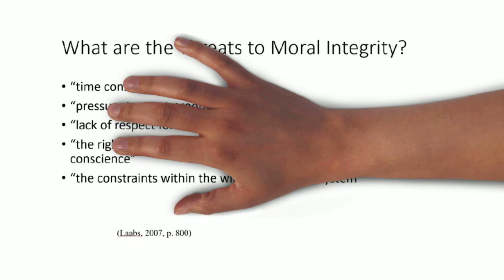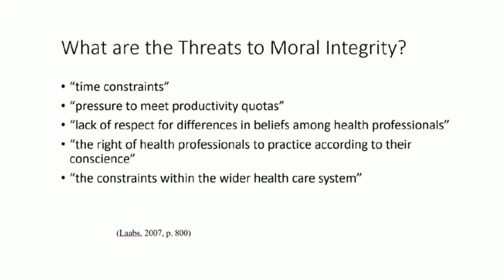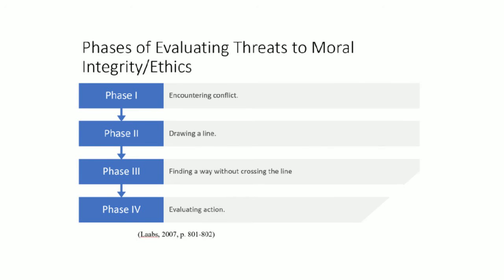In Lab's survey of nurse practitioners, they identified 4 threats to moral integrity. They were time constraints, pressure to meet productivity quotas, lack of respect for differences in beliefs among health professionals, the right of health professionals to practice according to their conscience, and the constraints within the wider health system. From the survey, Labs came up with 5 phases that evaluate the threats to moral integrity or ethics.